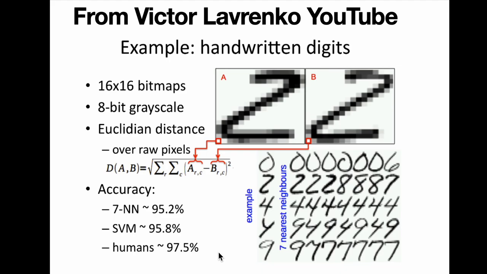This slide also has the distance function written down. We're really comparing the values of the pixels. How different are the pixel values? Subtract them, square it, add it all up. That's the distance function. Okay. So that's an example of k-nearest neighbors in the wild.